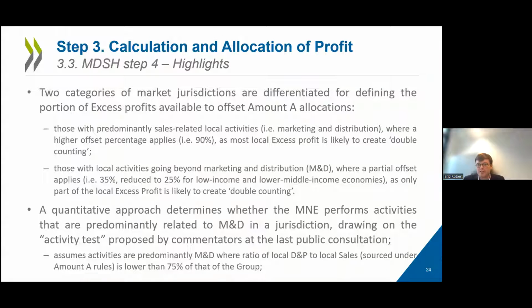It's not a question of profitability. It's really a question of how much revenue under amount A rules you derive from a jurisdiction, which is the metric that is used here to distinguish the two.